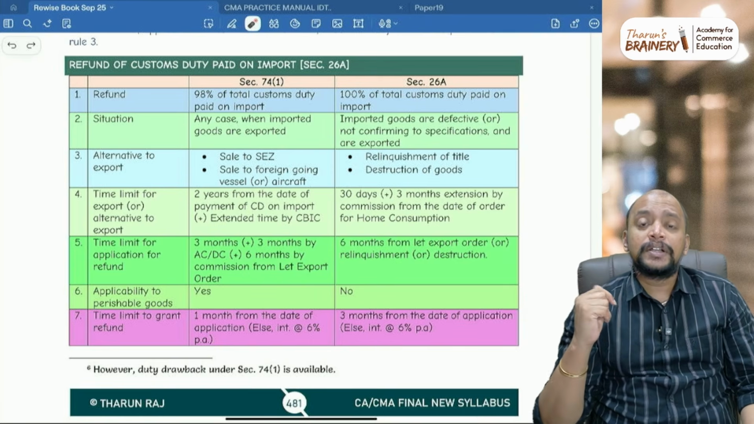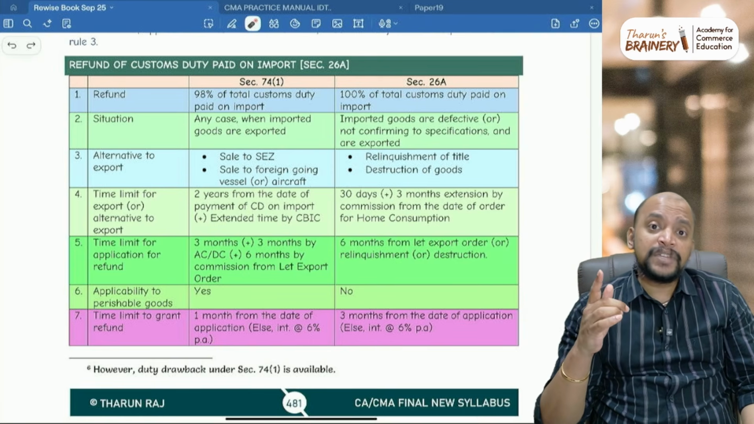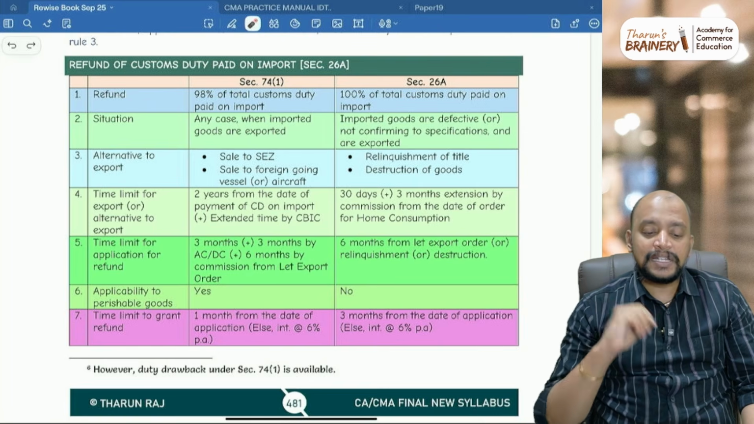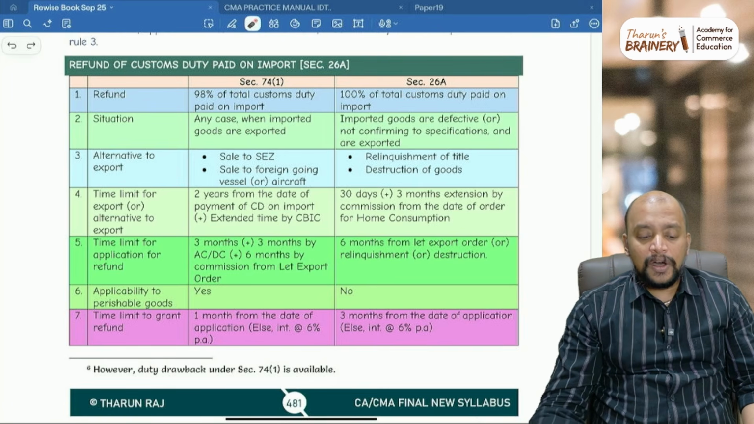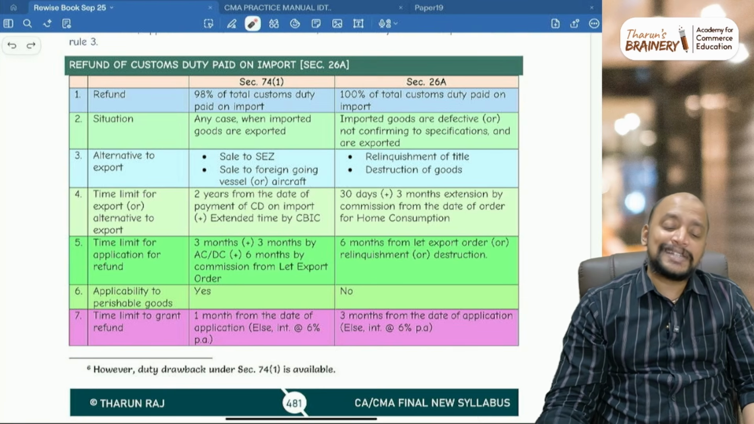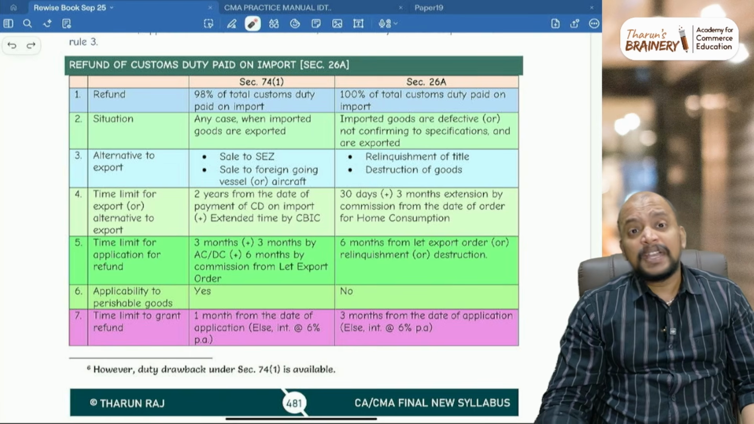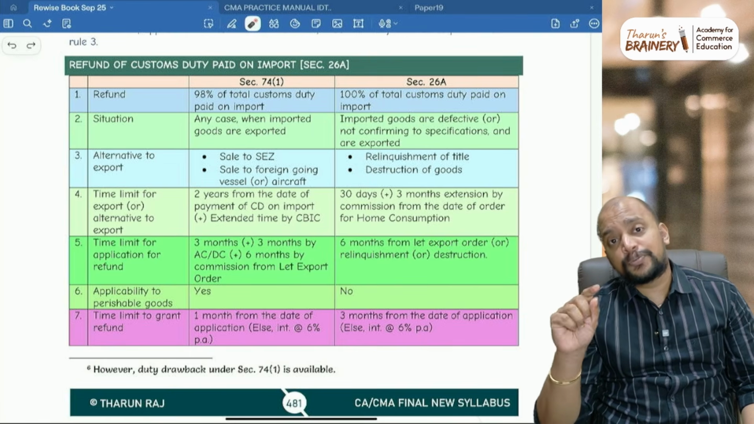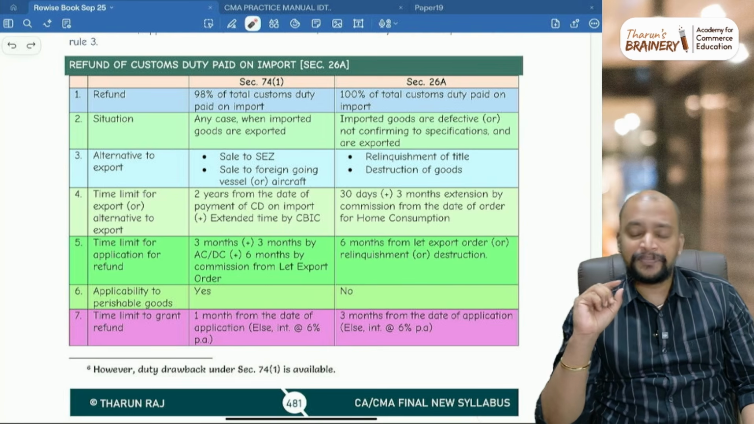We discussed above. 2 years from the date of payment of customs duty, it should be done. So see the time limit to export or alternative to export: 2 years from the date of payment of customs duty on import plus extended time limit by CBIC. But in case of 26A, what is the time limit within which either you should export or destroy or relinquish the title?